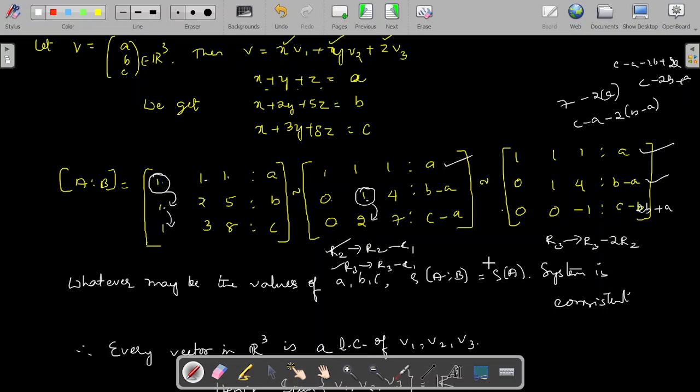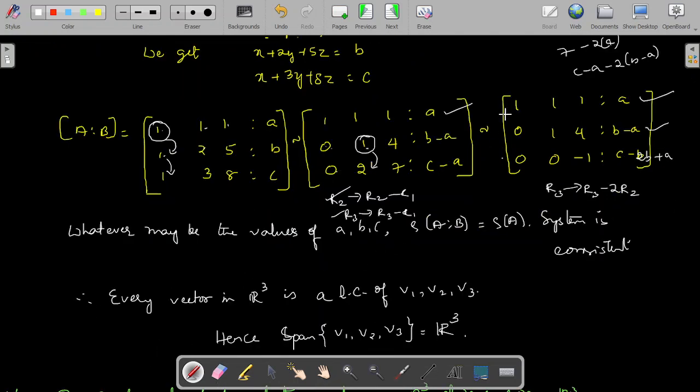Okay. Now you have to find out the rank of the augmented matrix and the rank of the matrix A. Rank of A is equal to the number of non-zero rows in the first three columns, that is 3 non-zero rows here. So rank of A equals 3. Rank of the augmented matrix, number of non-zero rows, again you have to count, that is also equal to 3, because whatever may be the values of A, B, C, that doesn't affect the rank of the augmented matrix A column B, because there is a pivot in the third column.